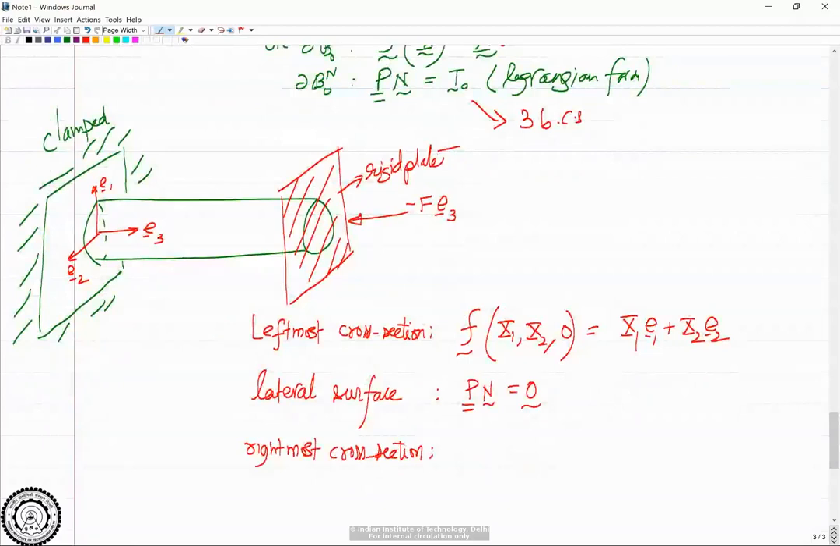Sir, our force will be equal to the applied force. What will be equal to applied force? And that is minus F E3, because the result, that is the result plate, no? So minus F E3 is equal to what? F E3. Traction multiplied by area. Traction multiplied by area is equal to minus FE3.